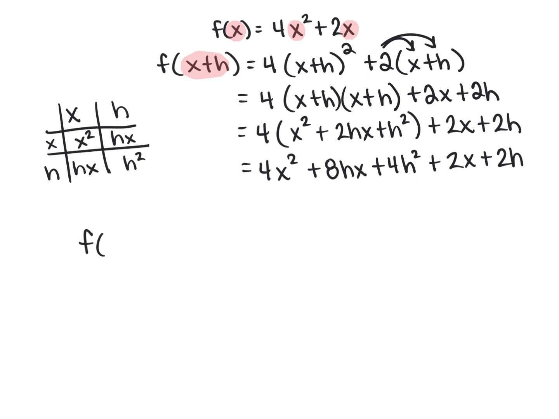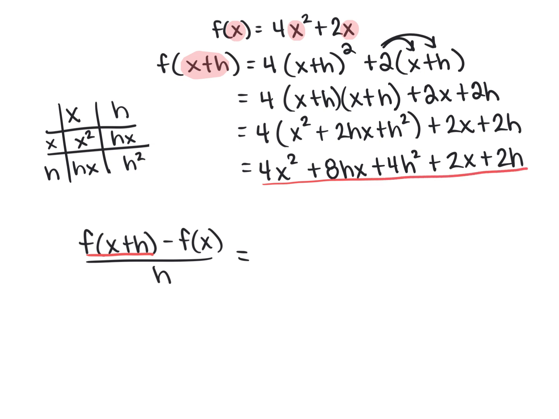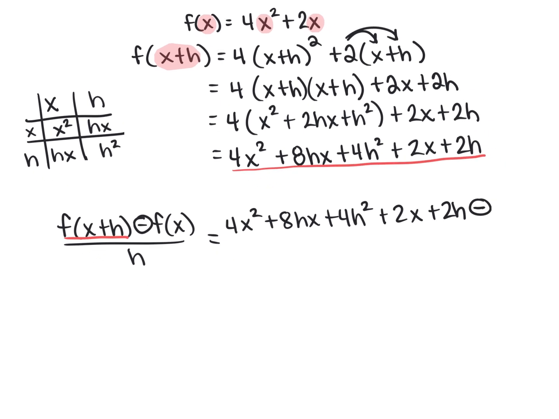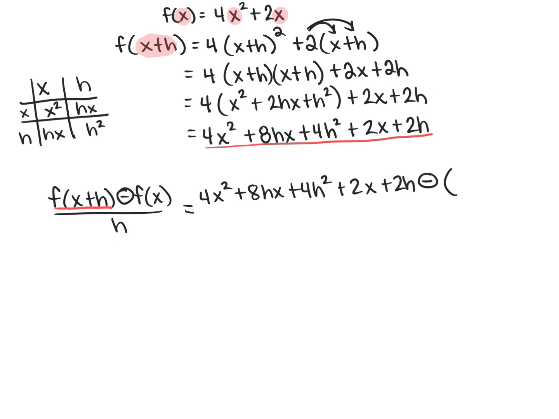So to do the difference quotient, we will be doing f of x plus h minus f of x, and we're going to put that over h. So this f of x plus h is all of those terms. So that's the first thing that goes here. We have 4x squared plus 8hx plus 4h squared plus 2x plus 2h. And then we have the minus sign. So we're going to put the minus sign, and we know that when we do that, we have to include a parenthesis.